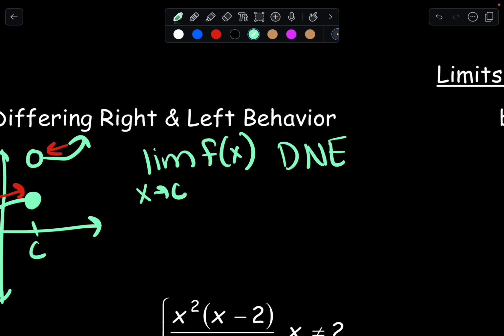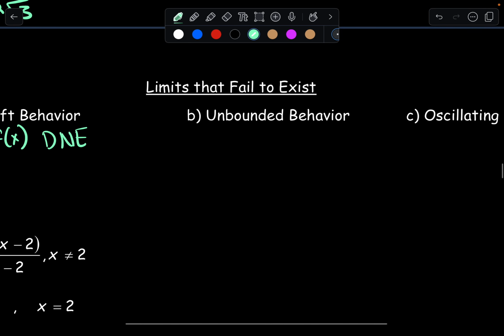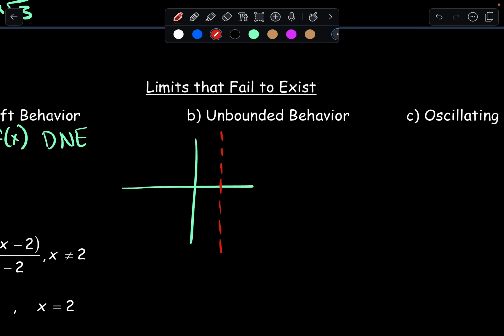If we want you to justify why it doesn't exist, we will explicitly ask that, okay? So if you are evaluating a limit and the left and right do not agree, it simply does not exist. Unbounded behavior, this is going to be asymptotes, okay? So if I have a curve where it's going to infinity on the right side and maybe negative infinity on the left side, we can say the limit as x approaches C, C being the asymptote for f of x. Well, the left and right do not agree, so this will be does not exist.